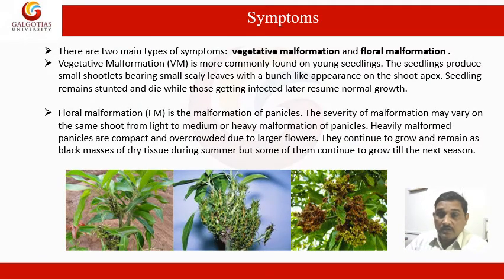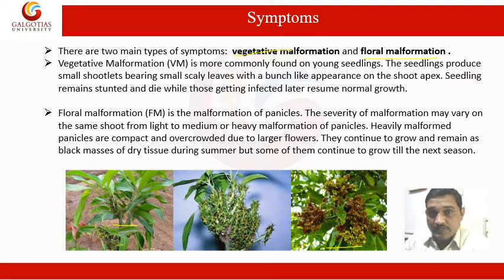And now the symptoms. We will see the symptoms of the disease. There are two main types of symptoms, vegetative malformation and floral malformation. For vegetative malformation, you can see the vegetative plants at the nursery level, and the floral malformation at the time of flowering or after that.